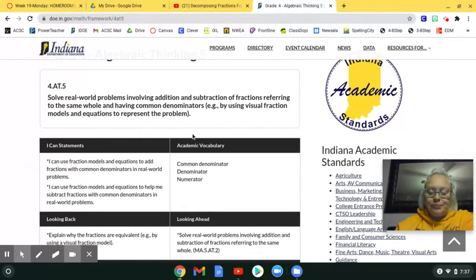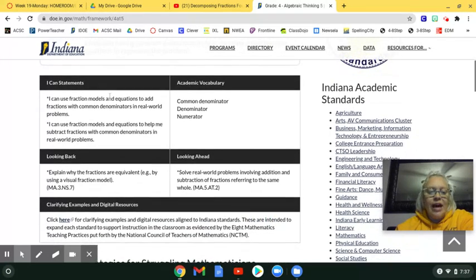So for this week, we're working on this big standard here, which I'm not even going to read to you because it's just kind of tricky to understand. That's why we have these I can statements. So if you can see my cursor, it's over here on the left side of the screen, and I'll highlight this part actually. Here's our first I can statement. I can use fraction models and equations to add fractions with common denominators in real-world problems. I know that also sounds kind of tricky and confusing, but I promise you this one is easier to understand than the words that were above that I didn't read.